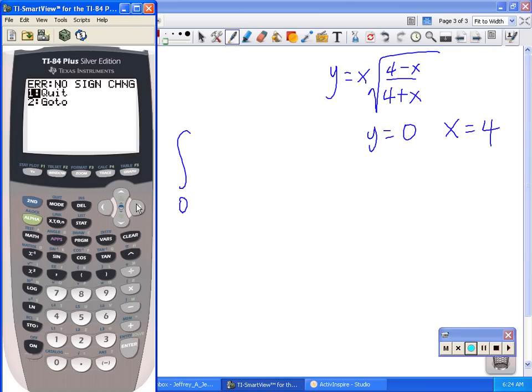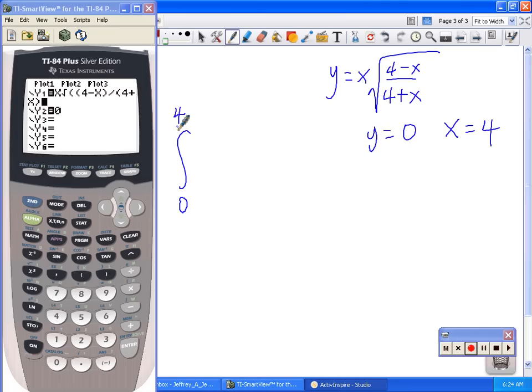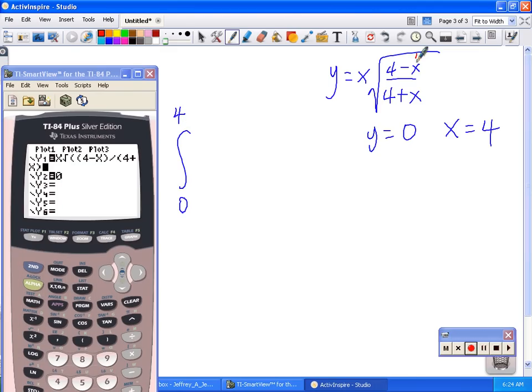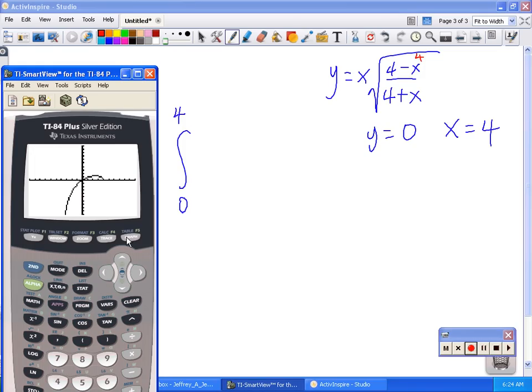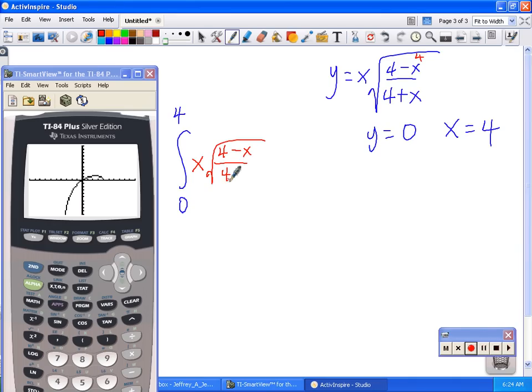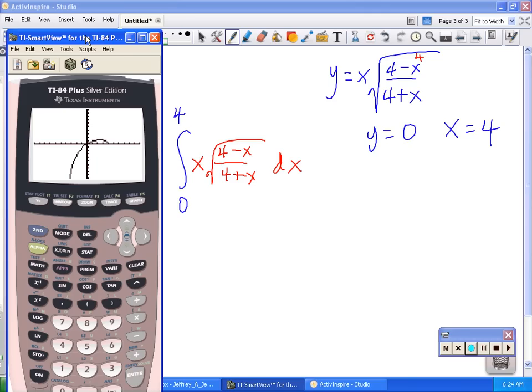All right, so I know that even though the calculator's yelling at me, the area is going to stop at 4 because they bounded us at x equal to 4. I also know that if I substitute 4 in place of x here, I'm going to get a 0 in the numerator, so I know it has to be 4. So 0 to 4, the integral is x square root of 4 minus x over 4 plus x dx, and we're going to let the calculator handle this.